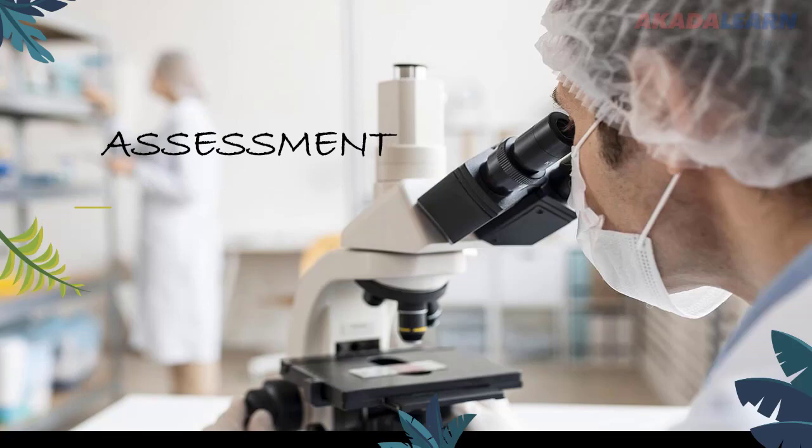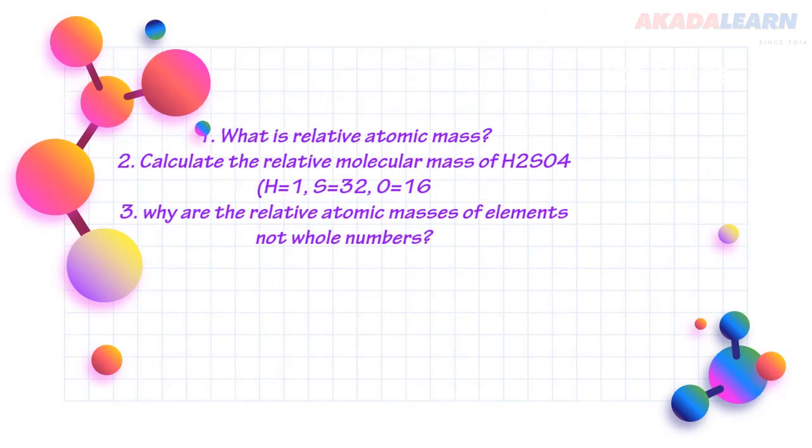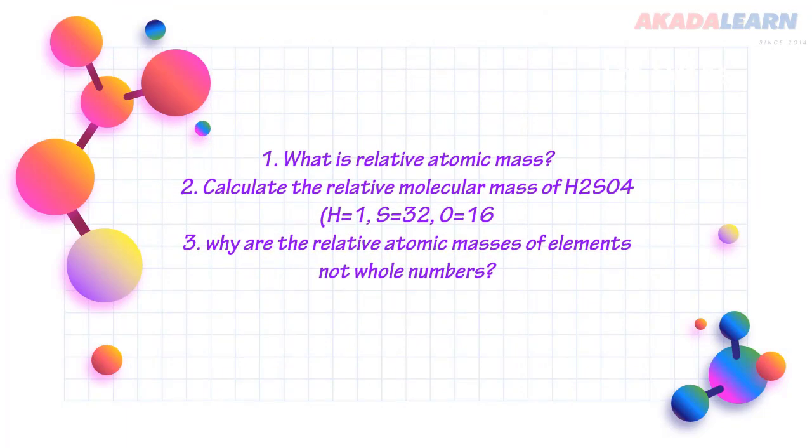Assessment. Number 1. What is relative atomic mass? Number 2. Calculate the relative molecular mass of H2SO4, where H is 1, sulfur is 32, and oxygen is 16. Number 3. Why are the relative atomic masses of elements not whole numbers?